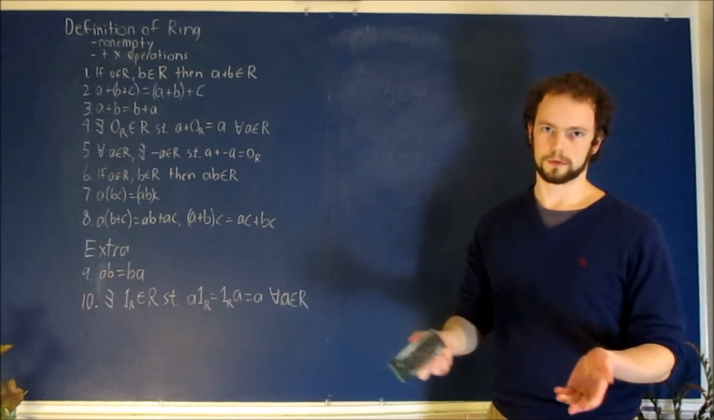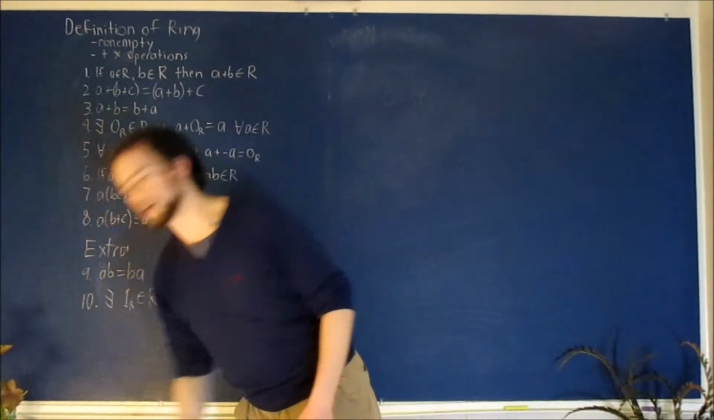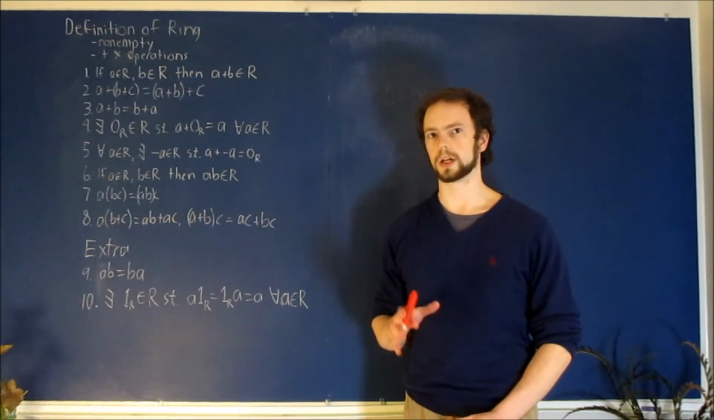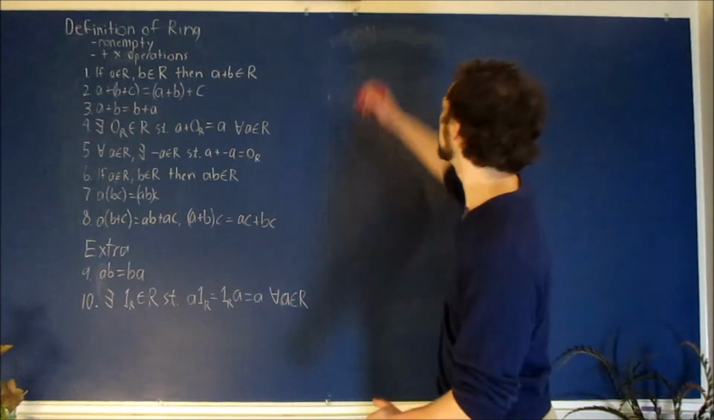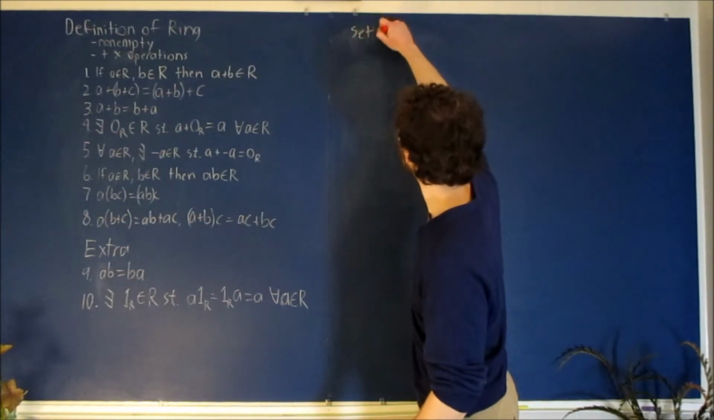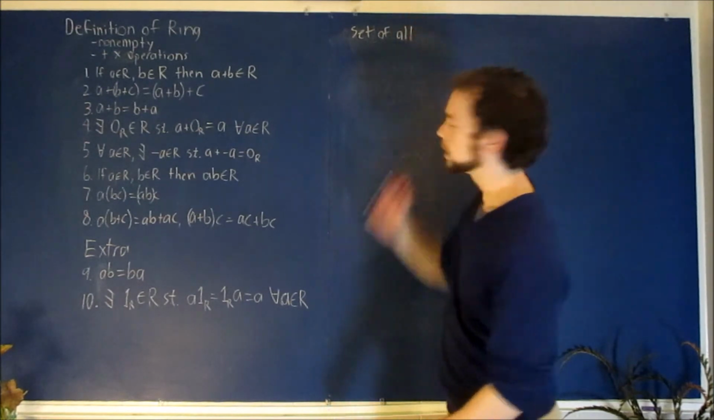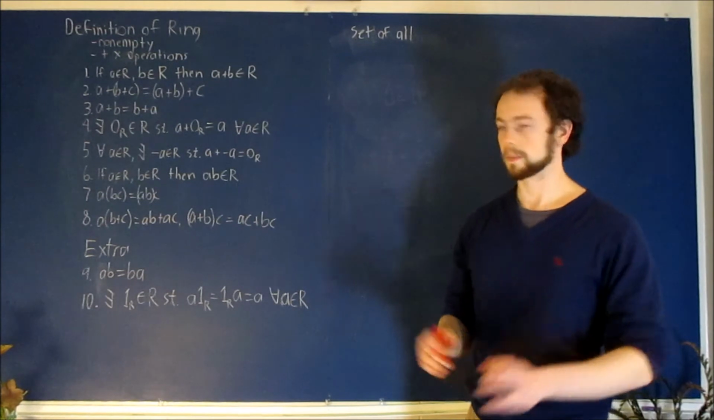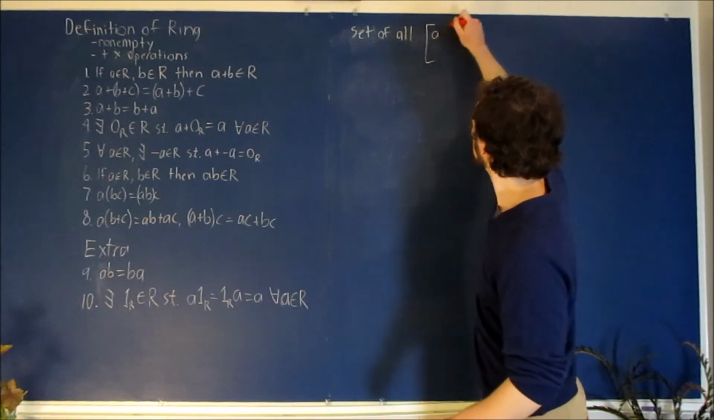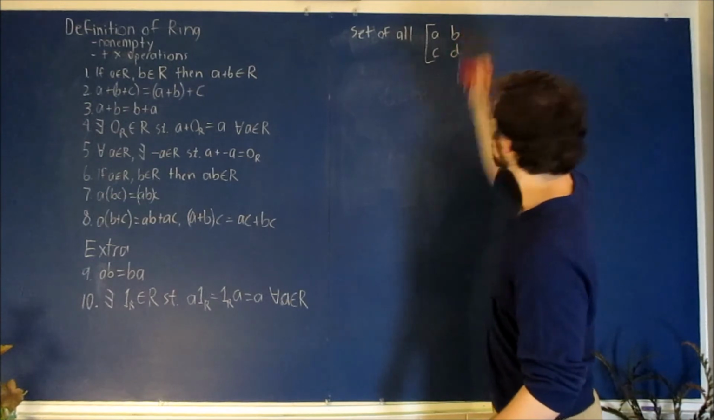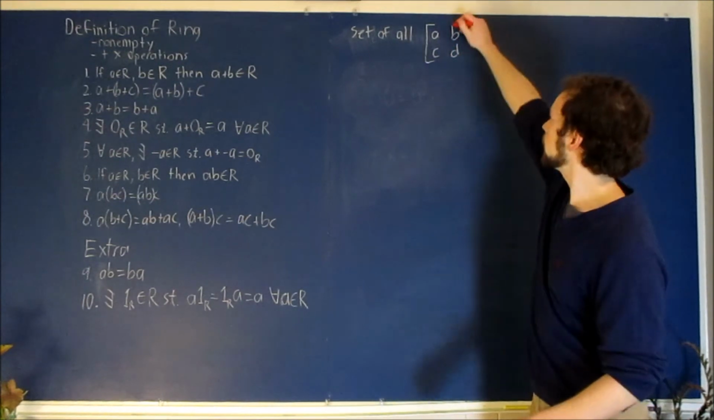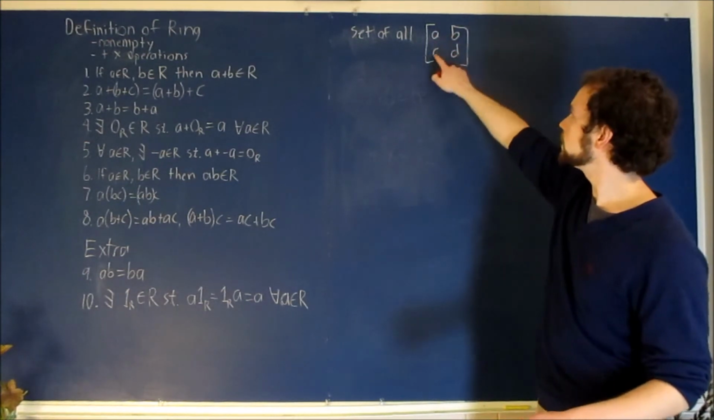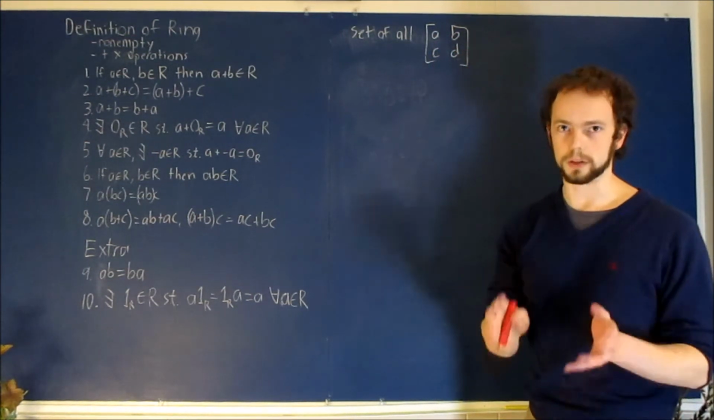So the even numbers formed a ring. Now let's look at another example. This time we're going to look at a ring of matrices. Okay, so we're going to look at the set of all 2 by 2 matrices. I'm just going to use this notation, right? The set of all 2 by 2 matrices where the elements of the matrix are all real numbers.